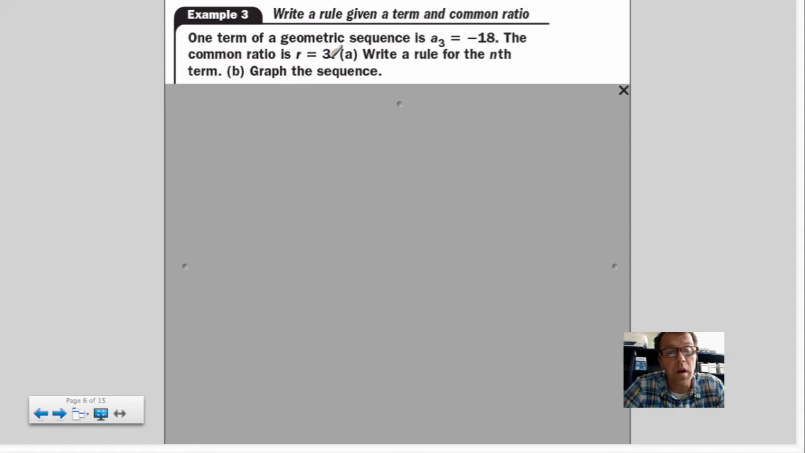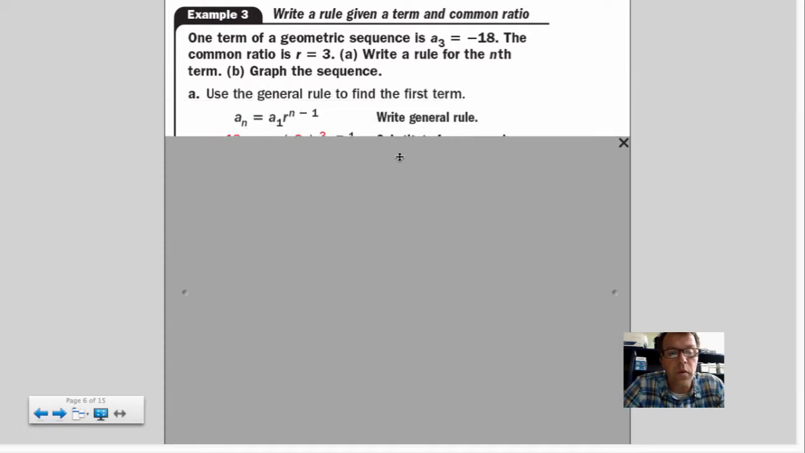They give you the r value at 3, and they say, can you write a rule? And then we're also going to look at what the graph of that rule looks like. So you should use, here's our formula again. And the more you use it, the better you'll get at remembering it. But of course, we'll always provide it for you.